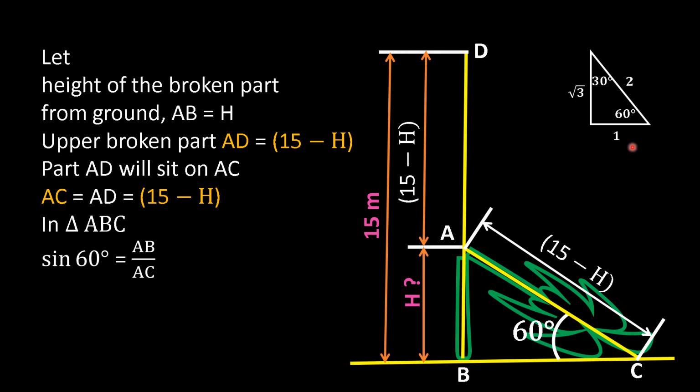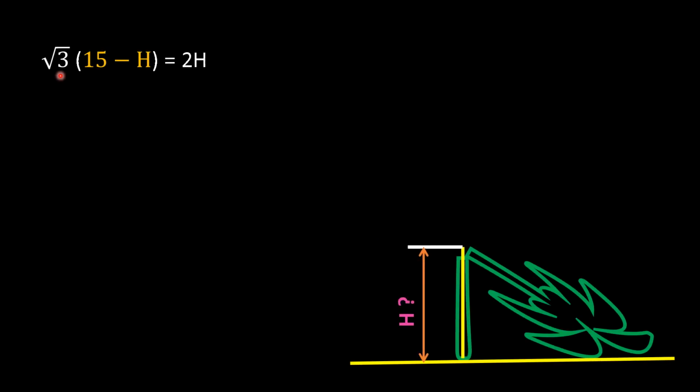In this triangle, sin 60 will be root 3 divided by 2, which will be h divided by 15 minus h. This gives us root 3 multiplied by 15 minus h equals 2h. Opening the bracket, it will be 15 root 3 minus root 3h, which will be 2h.